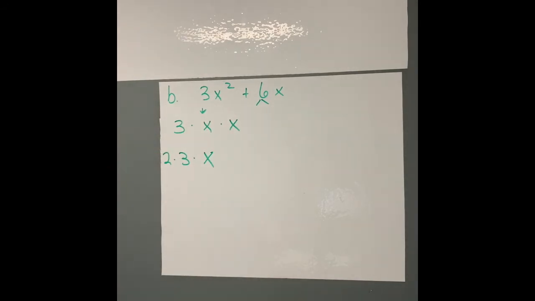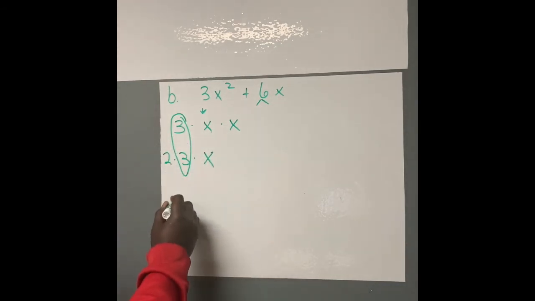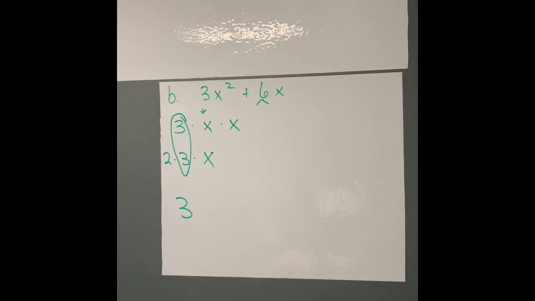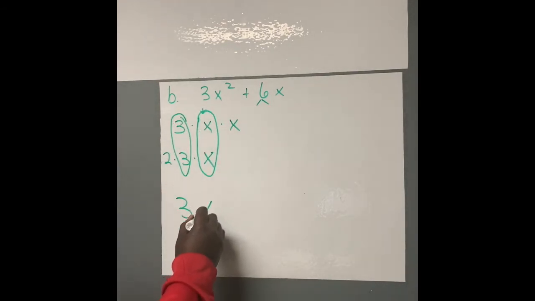So now when we do it this way, we're just looking for matches, and that's going to help us pull out our GCF. I see that I have a 3 in my first term and a 3 in my second term. So I can match those up, and I can pull out a 3. I can also see that they both have x's, so we can pull out our x's.